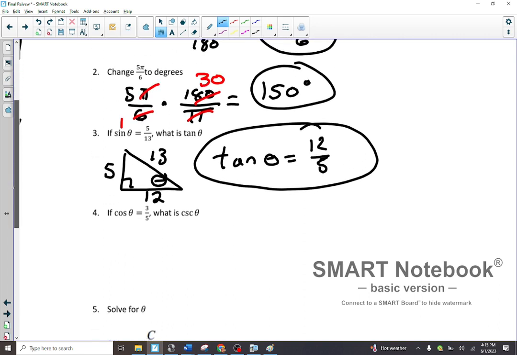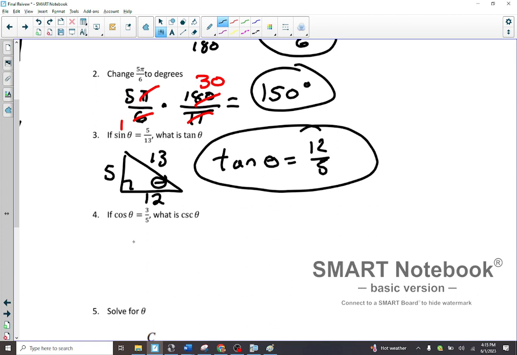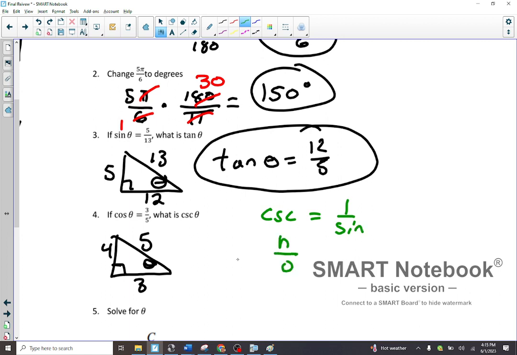Next one. If cosine is 3 over 5, what's cosecant? Cosine is 3 over 5, so you have a right triangle like this. So your theta would be here. This would be adjacent over hypotenuse. So this is 3, this is 5. This one's a 4. I need to find cosecant. Remember, cosecant is the reciprocal, 1 over sine. So instead of opposite over hypotenuse, it's hypotenuse over opposite. So it's going to be 5 over 4.